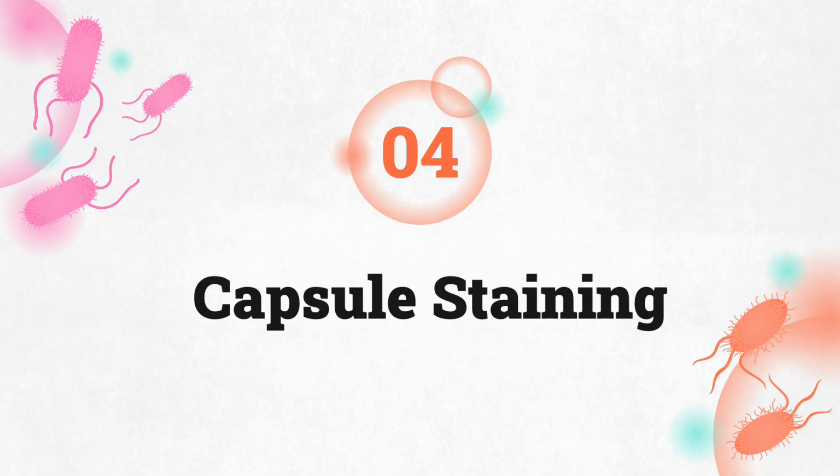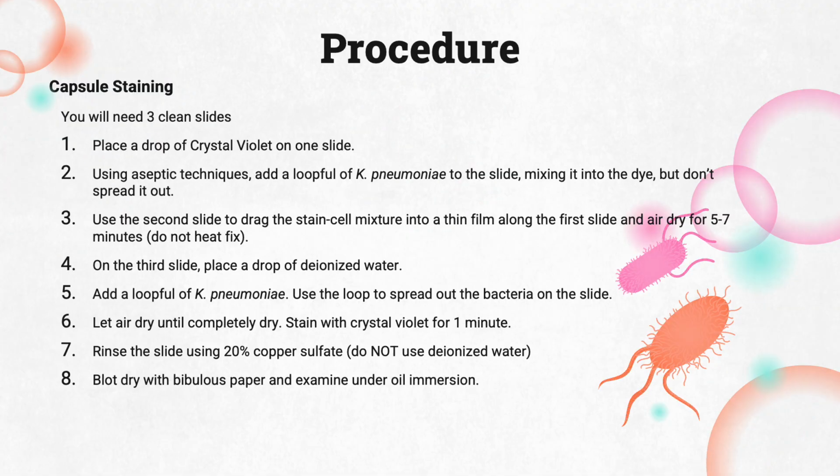Now for our capsule staining. Using 3 clean glass slides, we placed a drop of crystal violet onto one. Using aseptic techniques, we added a loopful of K. pneumoniae to the slide, mixing it into the dye, but made sure not to spread it out. We then used the second slide to drag the stain cell mixture into a thin film along the first slide and air dried for 5 to 7 minutes without fixing it.